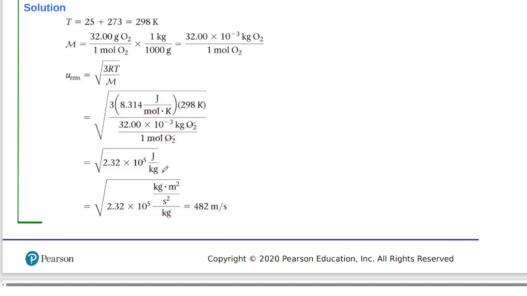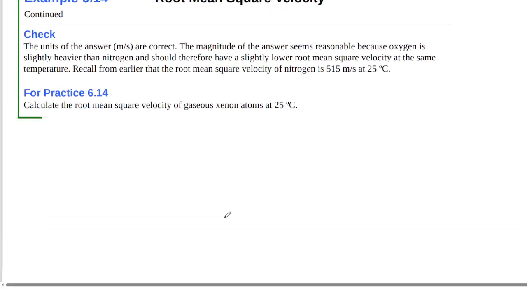And we know that joules are 1 kilogram meter square per second square. So if we plug that in for joules, we get the square root of 2.32 times 10 to the fifth kilogram meter square per second square per kilogram. So kilograms cancels and we're left with meter square per second square. When we take the square root of that, we get 482 meters per second.